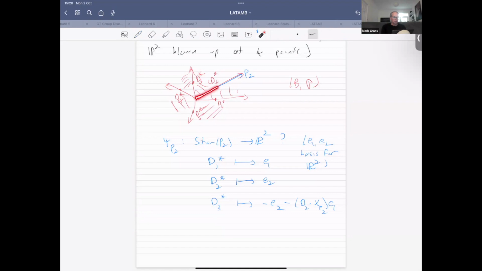D2 is the divisor corresponding to this ray. X row 2, because row 2 is one-dimensional, is in fact just the divisor. They're both the divisor D2. That's equal to minus E2 minus D2 squared E1, which then gives us minus E2 plus E1. Something is wrong with this formula.